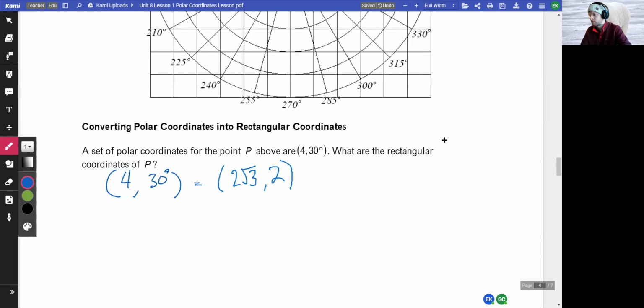I think I'm gonna do the congruent symbol. I don't know if that's technical, but I also don't want to write equals, because that would kind of imply that 4 equals 2 root 3 and 30 equals 2, which is kind of confusing.